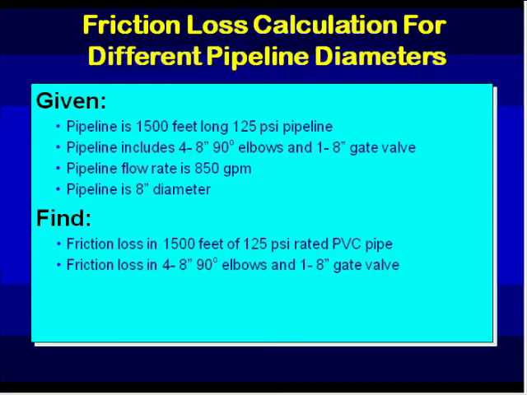We still have the 850 gallons per minute, and our pipeline coming from the outlet of the pump to the distribution system now is going to be 8-inch diameter. So first of all, we want to do the friction loss in the 1,500 feet of pipeline, and then we're going to add to it the friction loss associated with the accessories, the elbows and the gate valve.